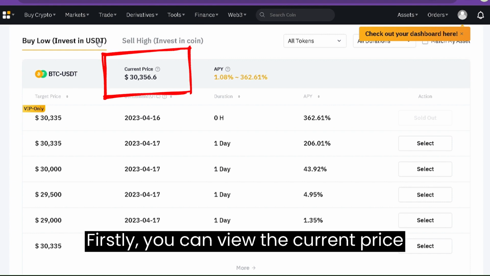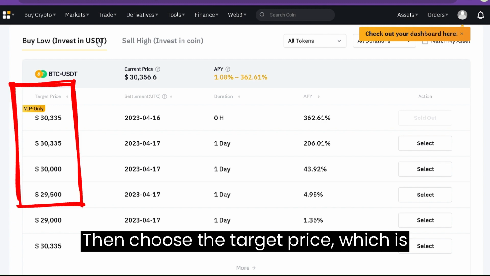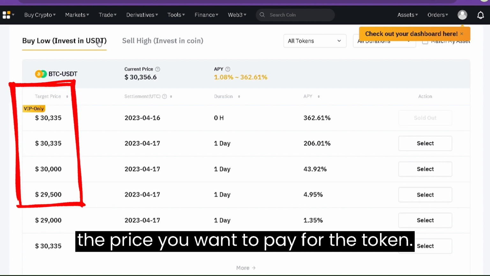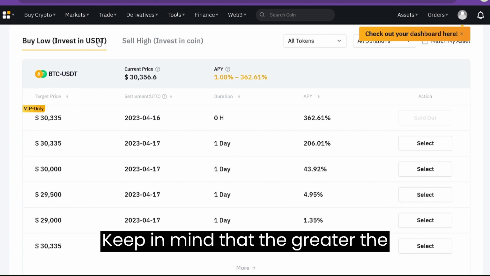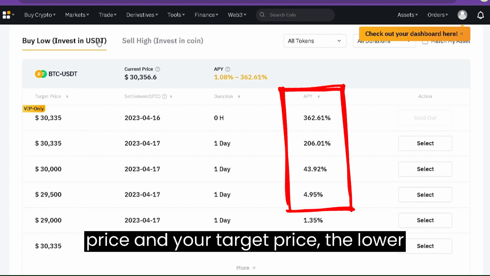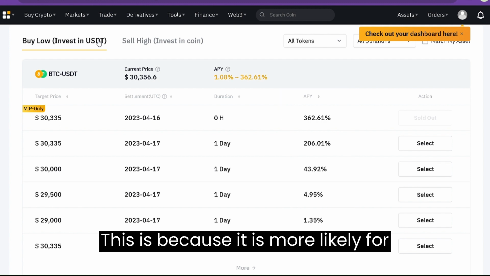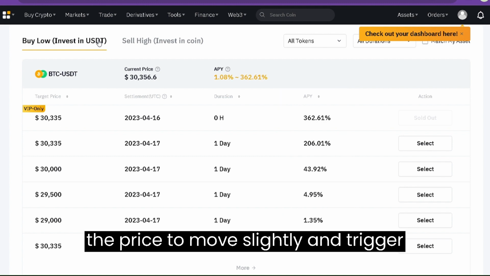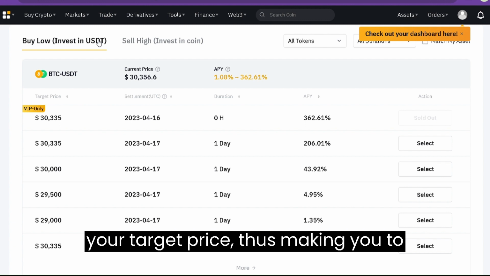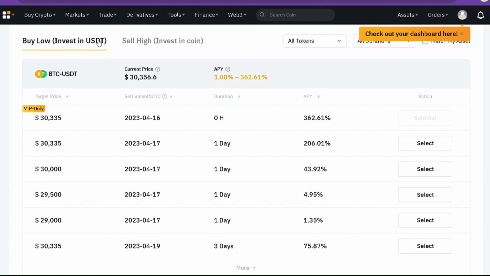Firstly, you can view the current price of your token. Then, choose the target price, which is the price you want to pay for the token. Keep in mind that the greater the difference between the current market price and your target price, the lower the interest you'll receive. This is because it is more likely for the price to move slightly and trigger your target price, thus making you buy the token. For this reason, you will earn an extra premium.